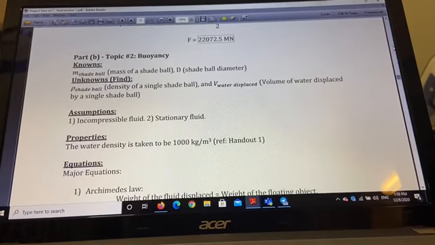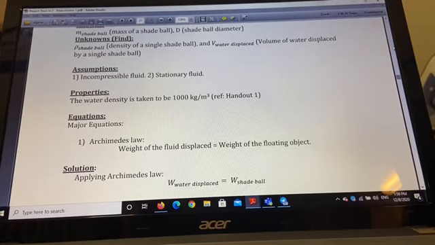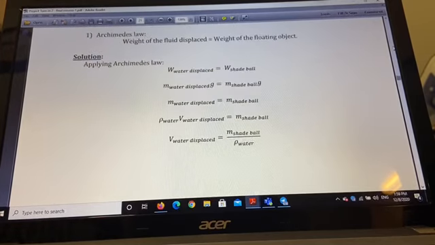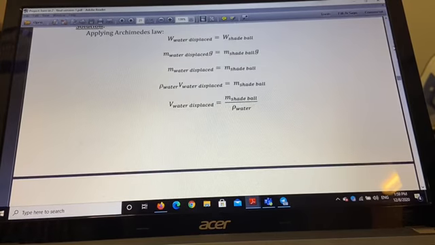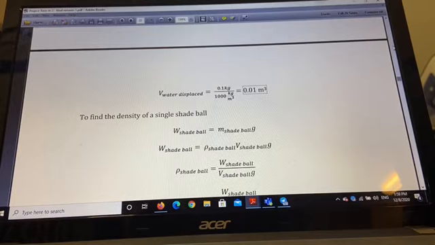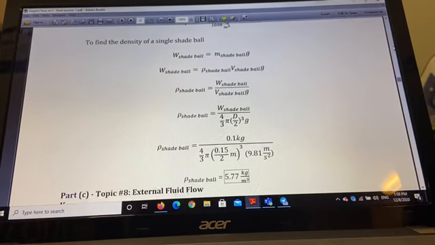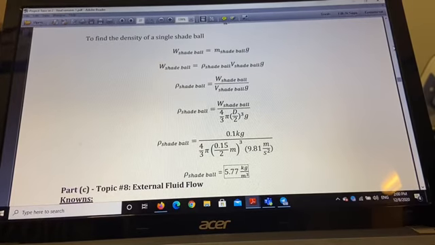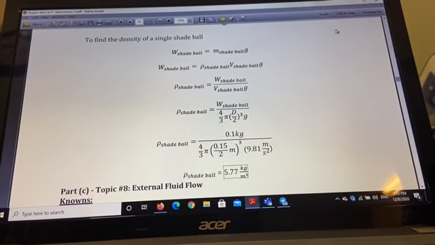of water displaced. On that, we assume it's an incompressible fluid and a stationary fluid too. And we use Archimedes' law to find the volume of water displaced. And also we can find the density because we have the mass of them.